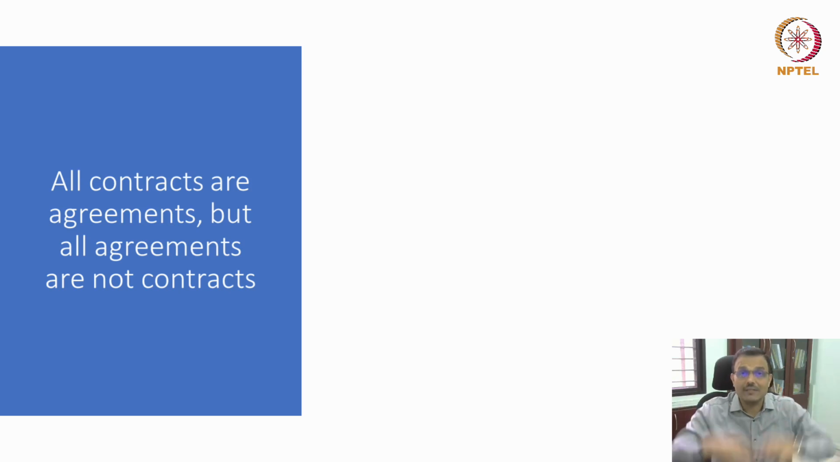Two people have to come together. They have to sit in a place, traditionally, not today. They have to agree on the same thing in the same sense. We call it the principle of consensus ad idem. And once they agree, then we have a contract in place. So an agreement is critical for a contract, right? However, not all agreements are going to be treated as contracts. Why? That's very important.